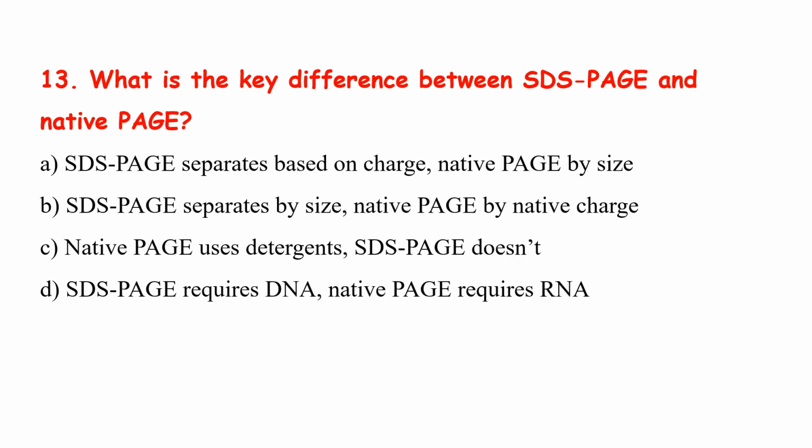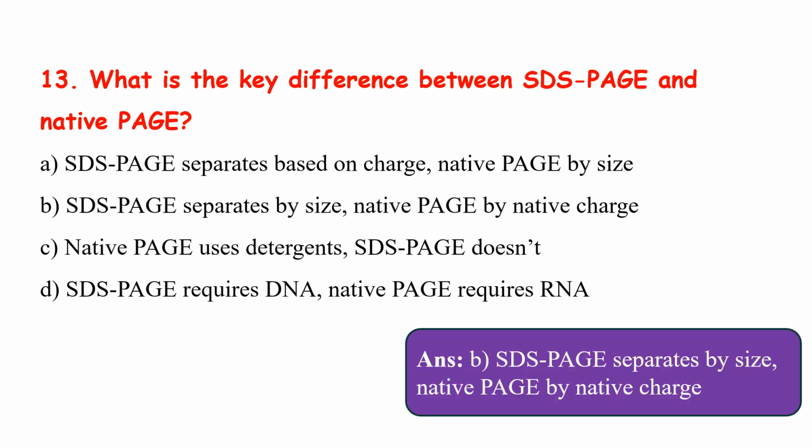What is the key difference between SDS-PAGE and native PAGE? SDS-PAGE separates based on charge, native PAGE by size. SDS-PAGE separates by size, native PAGE by native charge. Native PAGE uses detergent, SDS-PAGE doesn't. SDS-PAGE requires DNA, native PAGE requires RNA. The correct answer, SDS-PAGE separates by size, native PAGE by native charge.